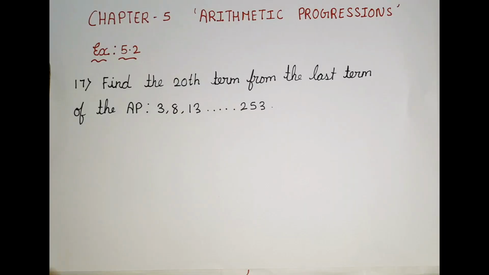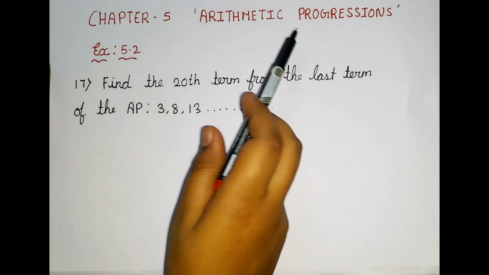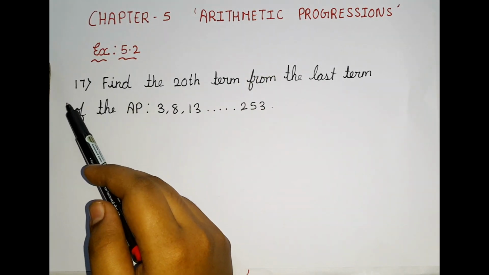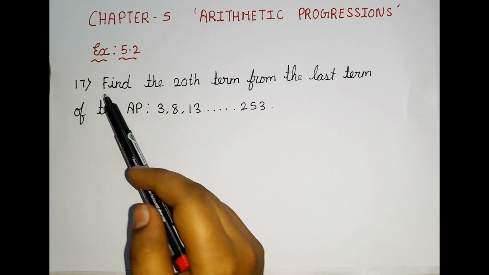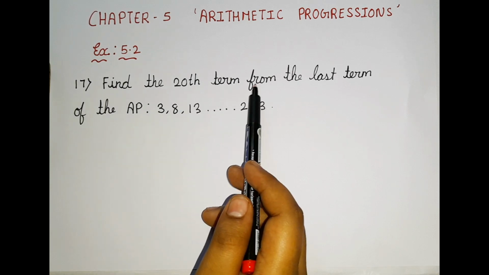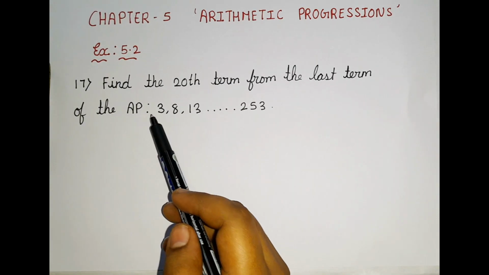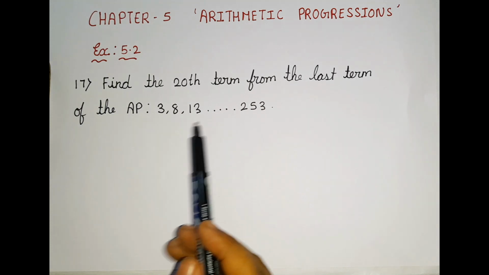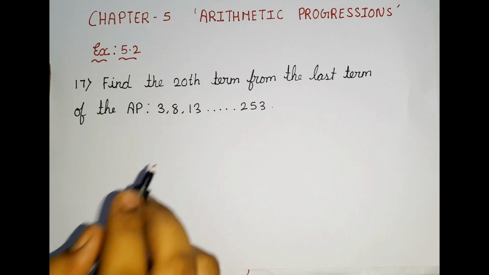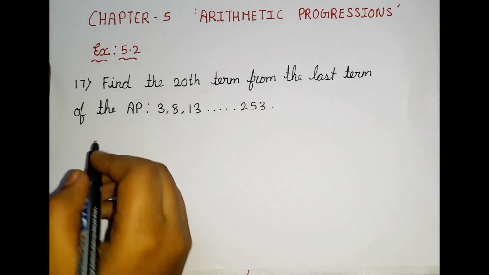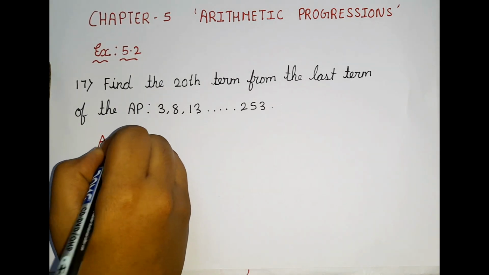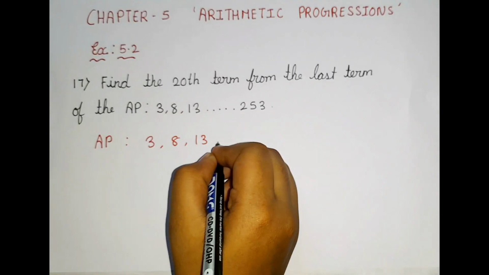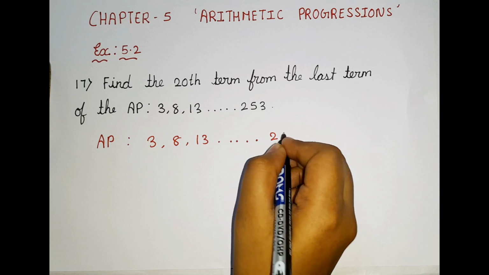Today we are going to be learning Chapter 5 Arithmetic Progressions, Exercise 5.2, 17th question. The 17th question is, find the 20th term from the last term of the AP 3, 8, 13 and so on, 253. This question is really important, so please concentrate. The AP is 3, 8, 13 and so on, and then 253.